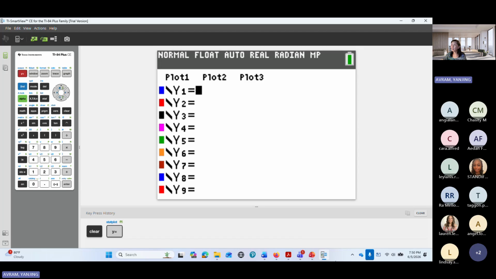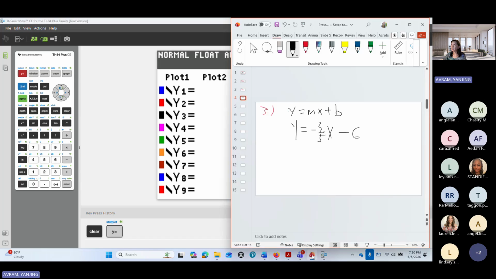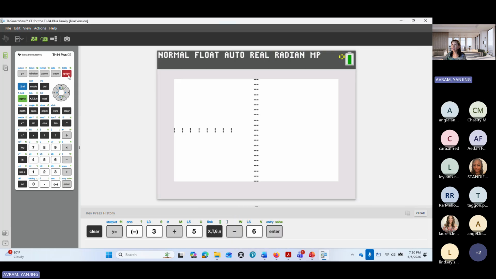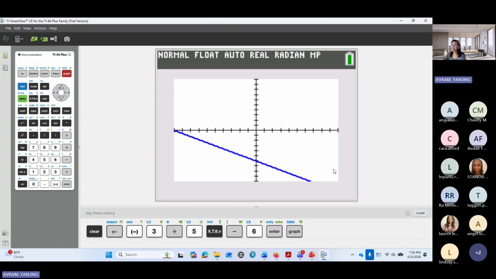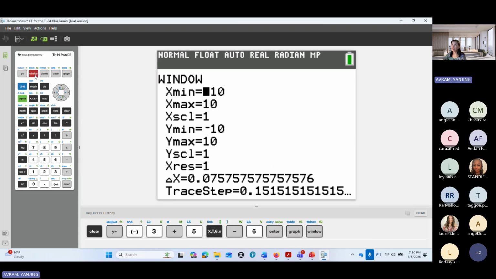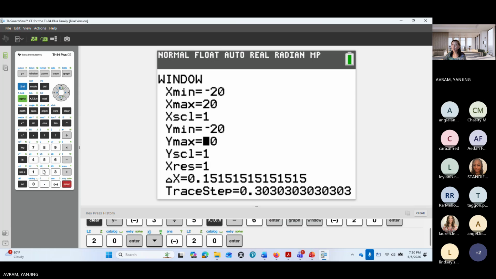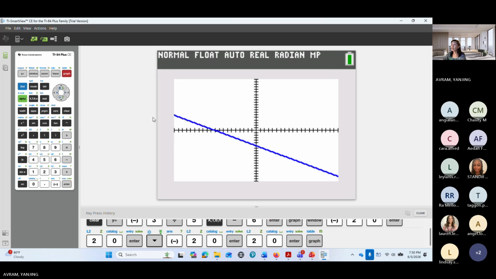So I have this one right here, and then go to y = -3/5x, minus 6. And then I hit enter, I will hit graph. So that's how the graph looks like, right? And then you can zoom a little bit, or you can make this a little bit bigger. Okay, go to the window, make it a little bit bigger. All right, so that way you can see the entire thing in here.